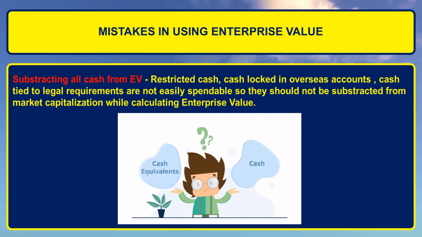Mistake number 2 is subtracting all cash without checking. Cash lowers EV, but some cash isn't really spendable. It might be restricted cash, locked in overseas deposits, or tied to legal requirements. Subtracting it blindly can make a company seem cheaper than it actually is.